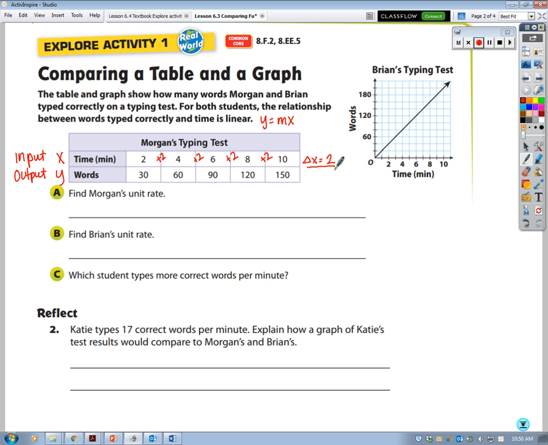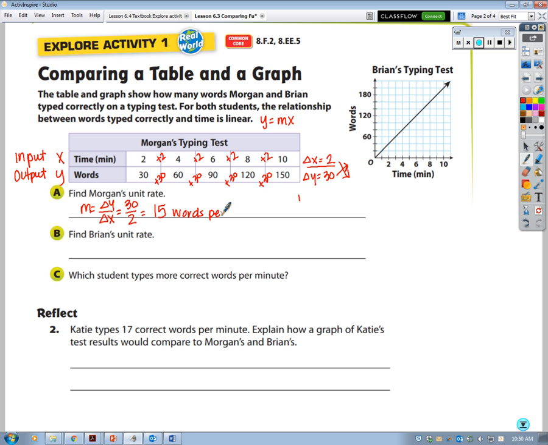And then we're going to look at our change in y. So for every 2 minutes here, that's 30 words. 30 words here, 30 words here, 30 words here. So our change in y is 30. So we want to flip that, right? So m for Morgan is change in y over change in x. So we're finding that rate of change first, which is 30 words for 2 minutes, or in unit rate, 15 words per minute.